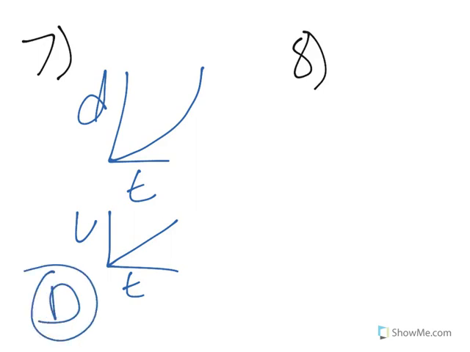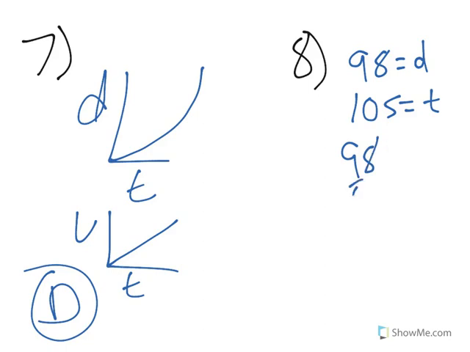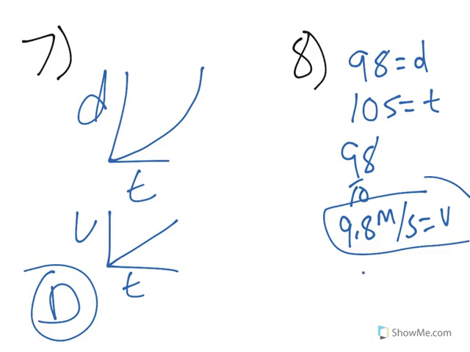Number 8. There is a mistake on the answer sheet. This answer should be B, not A. So it should be B, because if you go 98 meters in 10 seconds, the average speed is just distance over time. So it should be 98 over 10, which is 9.8 meters per second, equals v. And that should be B.